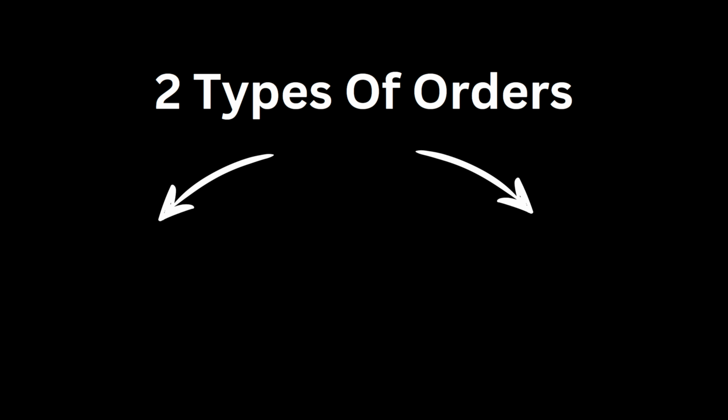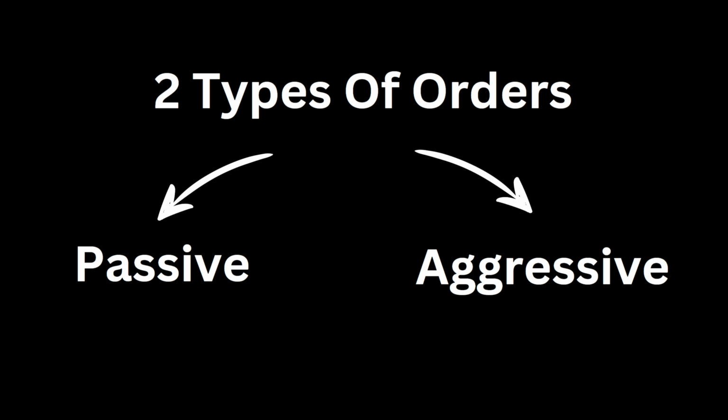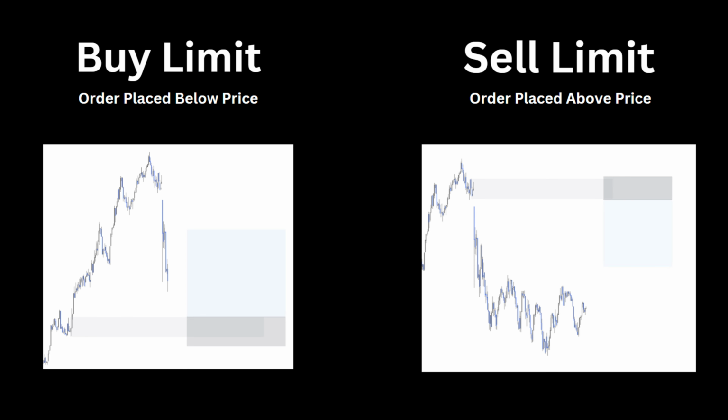Now, what most people don't know is there are two types of orders, where both buyers and sellers can be both passive and/or aggressive. Passive traders use limit orders, where they are waiting for price to reach their area of interest for their order to execute.